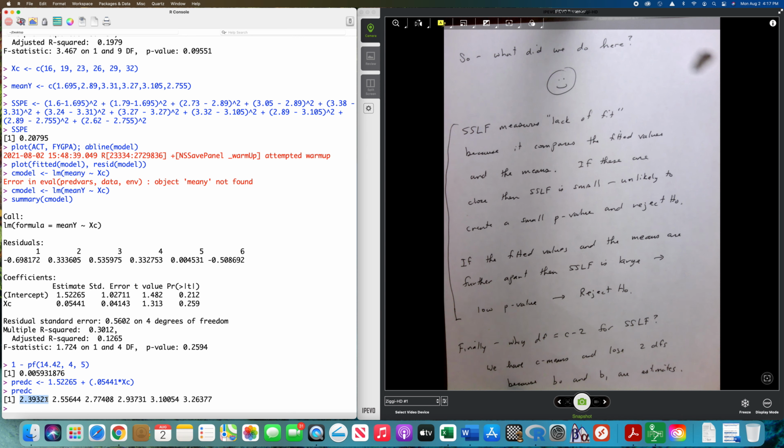So finally, maybe worth noting why the degrees of freedom for the lack of fit sum of squares is C minus 2. Well, because we have C means and we lose 2 degrees of freedom because we have made an estimate for beta 0 and beta 1, specifically b0 and b1. So C minus 2 is the degrees of freedom for the sum of squares lack of fit.